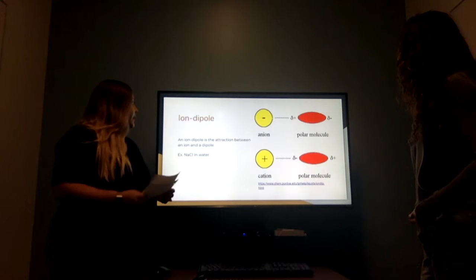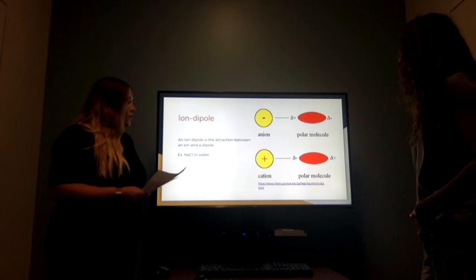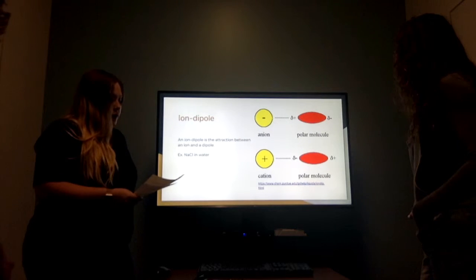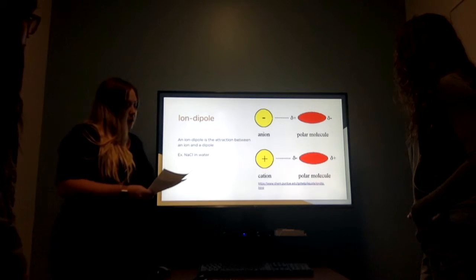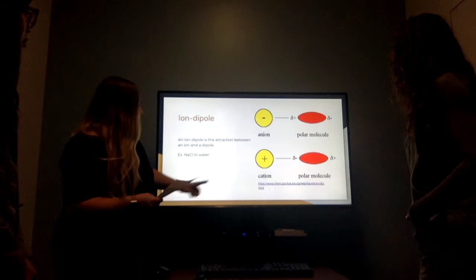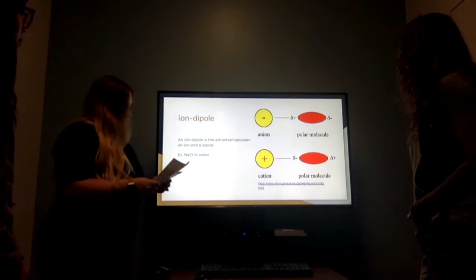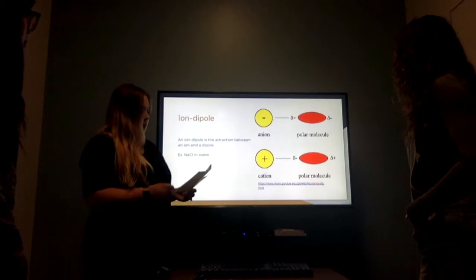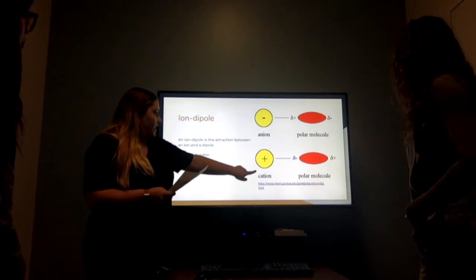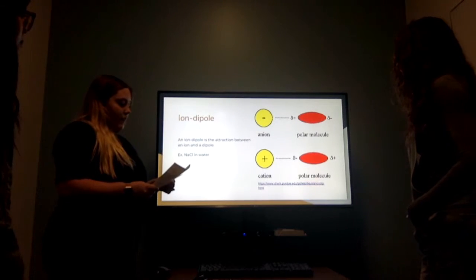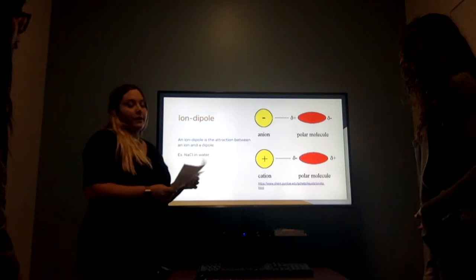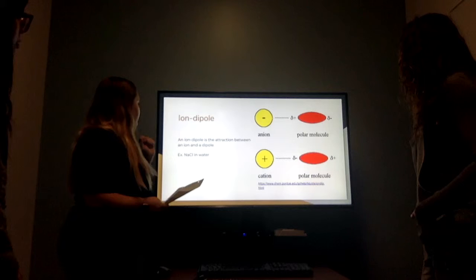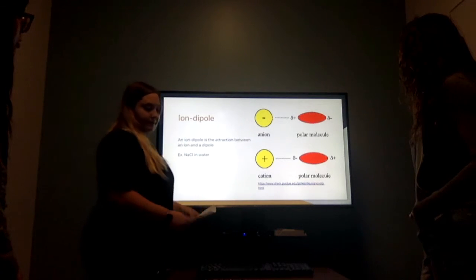An ion-dipole is the attraction between an ion and a dipole. It is commonly found in solutions and is especially important for solutions of ionic compounds and polar liquids. An anion is a negative ion, and it attracts the partially positive end of a neutral polar molecule. A cation is a positive ion, and it attracts the partially negative end of a neutral polar molecule. An example of an ion-dipole is sodium chloride in water.